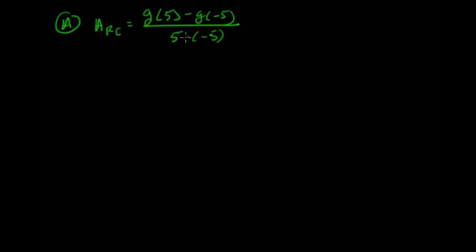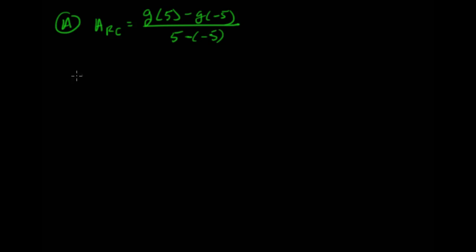All right, so in problem number 2, they give me that f is this graph up here, and that g is the integral function from 1 to x of f of t. So we want the average rate of change for g from -5 to 5. All right, so if I'm looking at this problem, average rate of change is equal to g at 5 minus g at -5 over 5 minus -5.